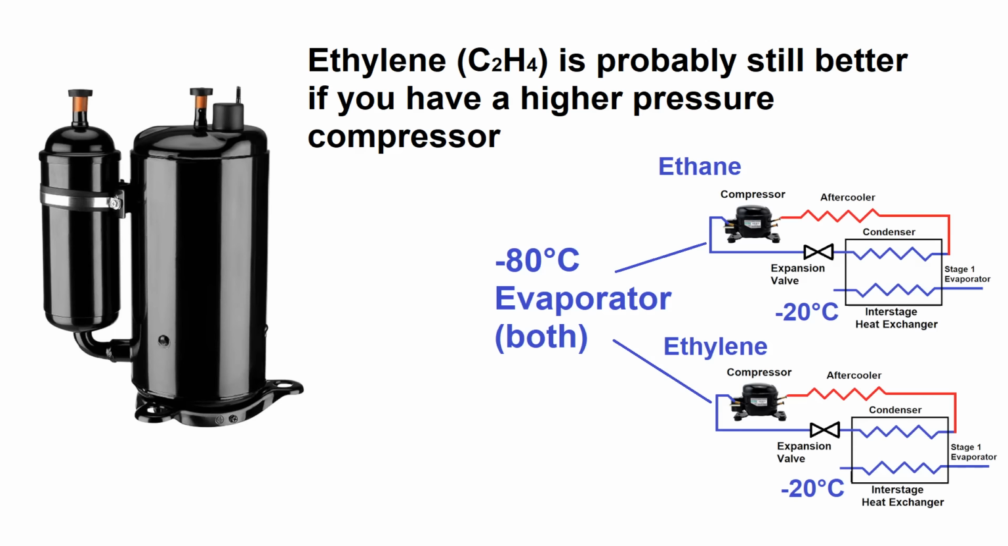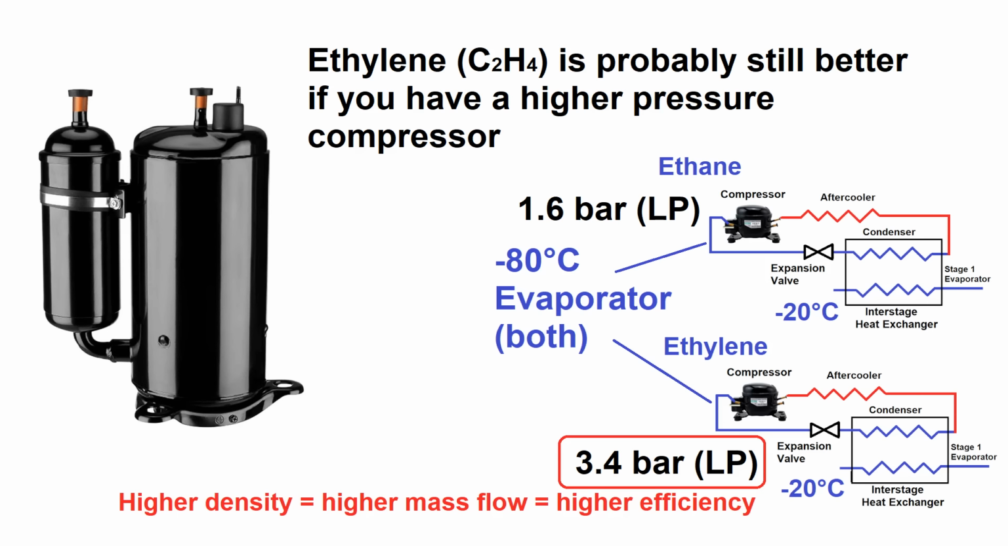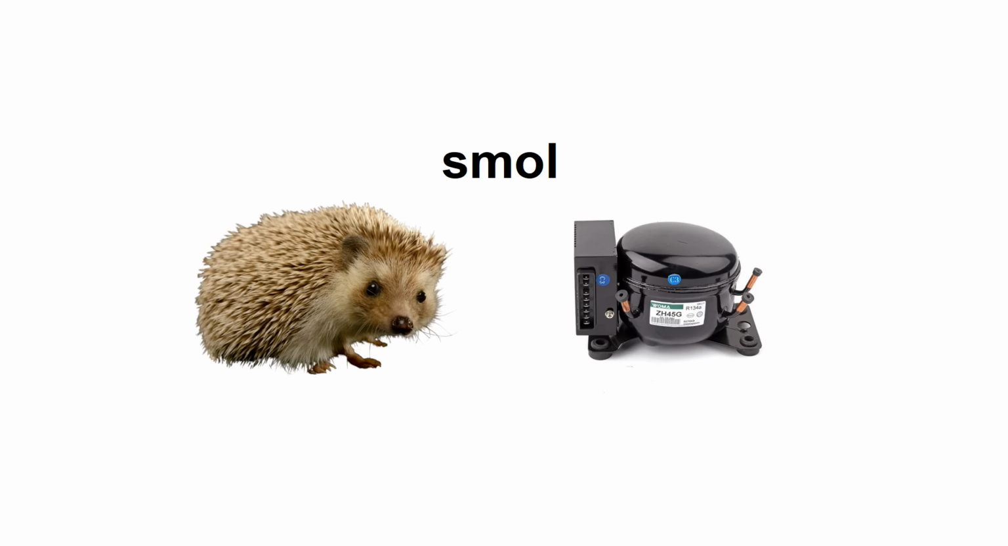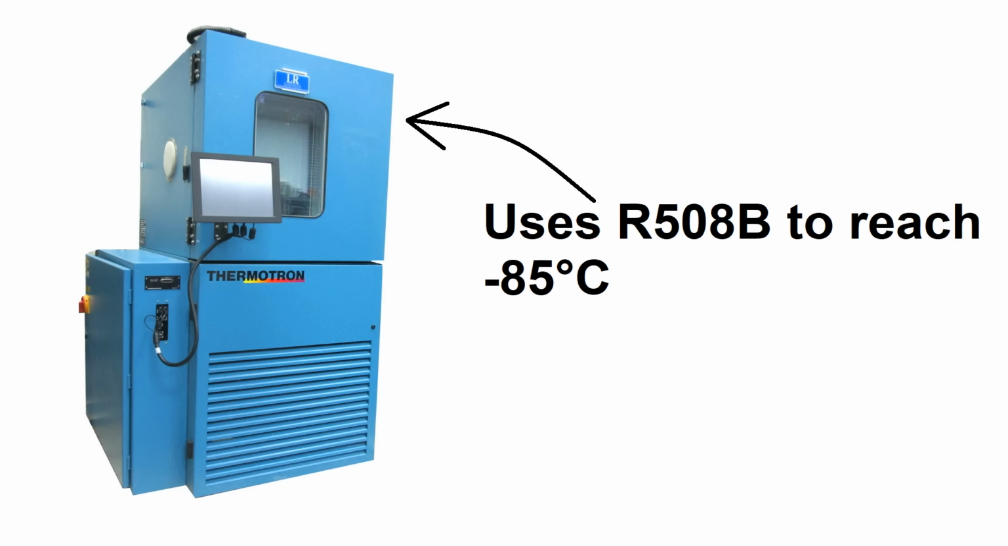Personally, I still think I'd rather just use ethylene with higher pressure compressors, either in a cascade system or my Joule-Thomson cryocooler, but ethane is definitely a great option if you're trying to build a really tiny low pressure cascade system with small compressors, or replace refrigerant in a system that uses R508.